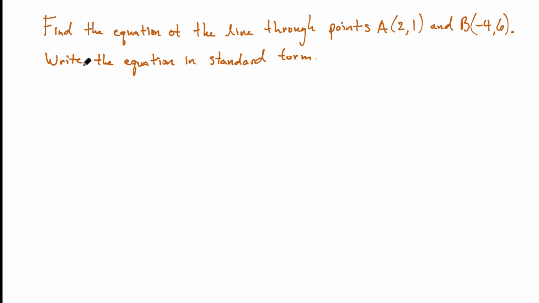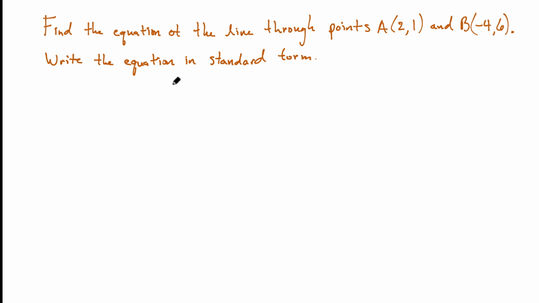Hi everyone, in this video we'll look at a question where we're told to find the equation of the line through the points A and B, and we want to write the equation in standard form. So the coordinates that our line passes through are (2, 1) and (-4, 6).